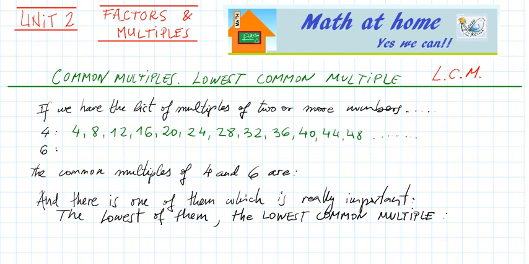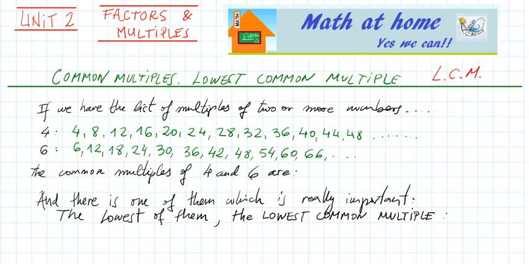So let's write the multiples of number 6. 6 is the first one, then 12, 18, 24, 30, 36, 42, 48, 54, 60, 66. Okay, and there are many more.